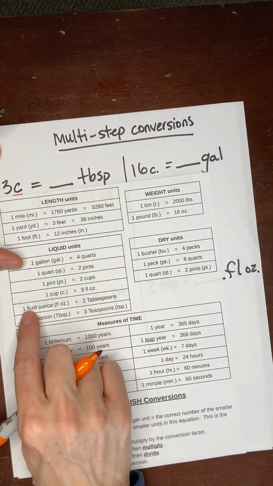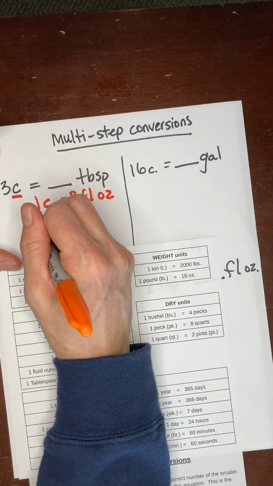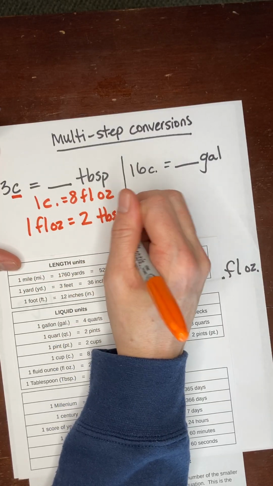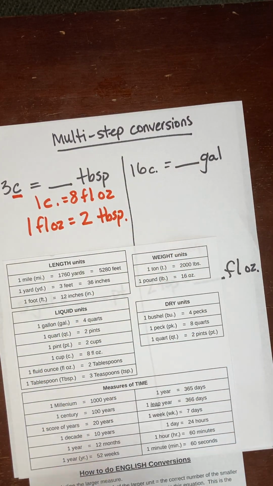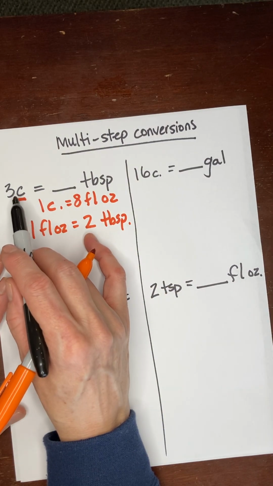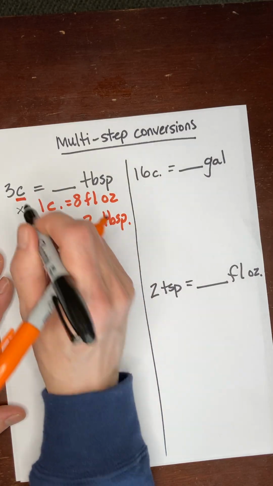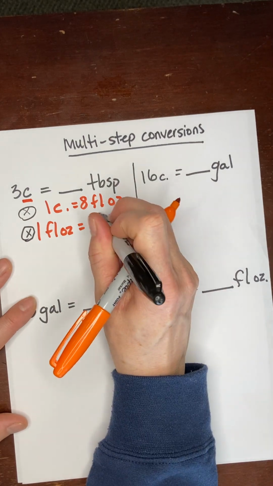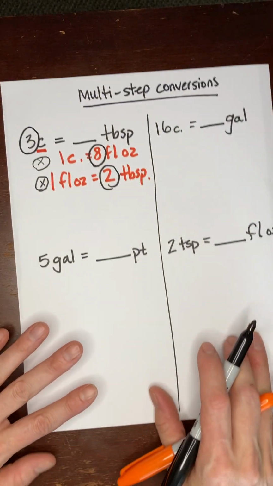Okay, and now I have 1 fluid ounce equals 2 tablespoons. Okay, well now I've got what I need, right? I needed tablespoons, so I can carry on with my conversion. I'm going from a larger measure to a smaller measure, so I multiply, and I'm going to multiply both times. Okay, I have 2 conversion factors, and here's my original number. All right, lots of things circled.